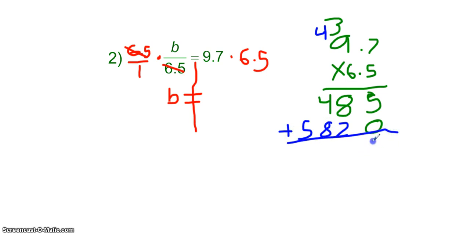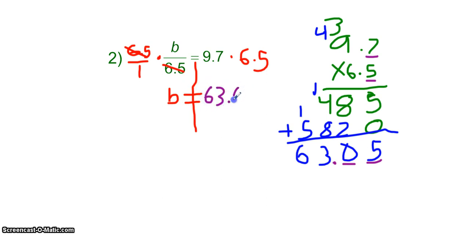5 plus 0 is 5. 2 plus 8 is 10. Carry the 1. 4 plus 8 is 12. Add the 1, that's 13. 1 plus 5 is 6. Last, we need to see where that decimal is. Well, we have one place here and one place here, so our decimal would be 2 places from the left. Therefore, b is equivalent to 63.05.